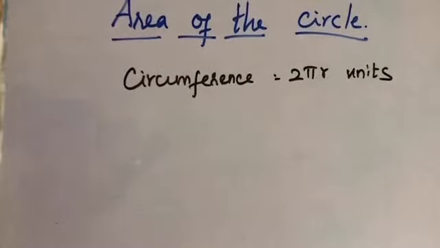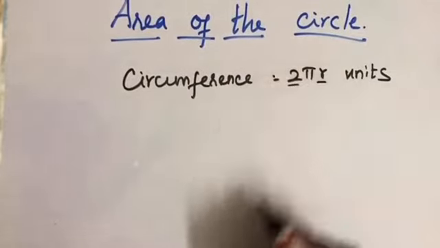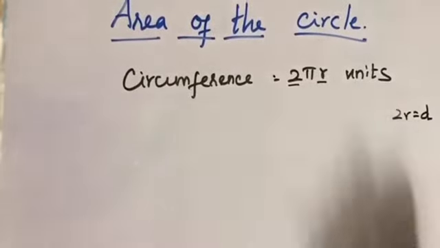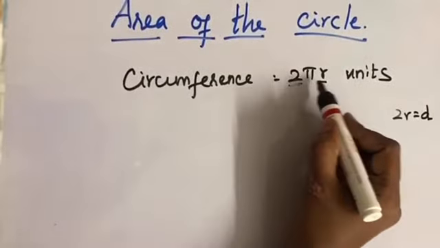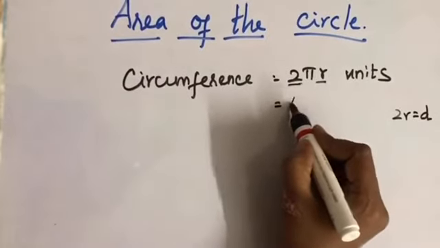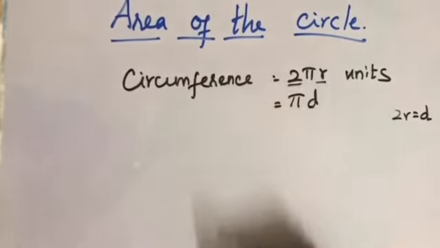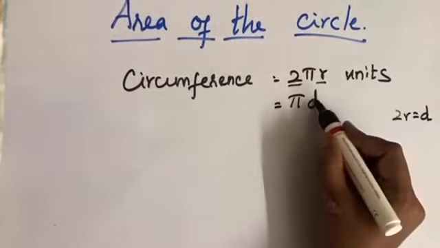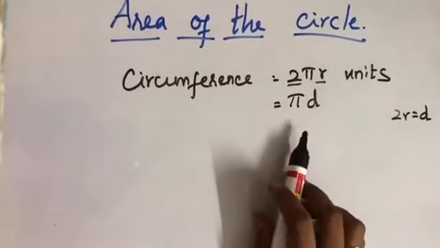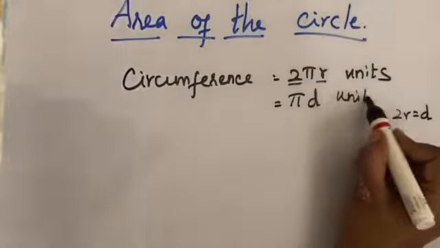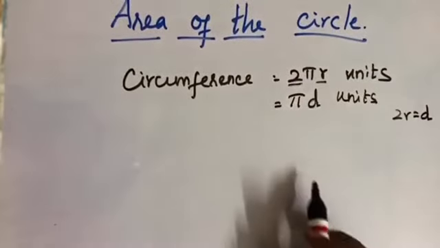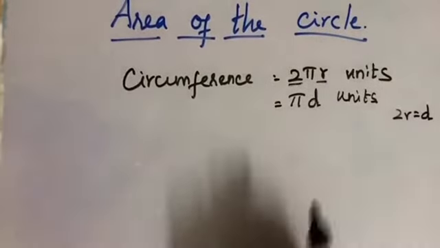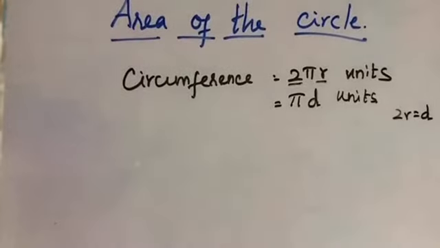Okay, also we know 2r. What is 2r? 2r is equal to d, right? Diameter is 2 times radius. So in the 2r க்கு பதிலா we can write d. So pi I have written, instead of 2r I can write d. So circumference is equal to pi d units. Any formula you can use to calculate the circumference. Okay, if the radius is given, you can use 2 pi r. If the diameter is given, you can use pi d.